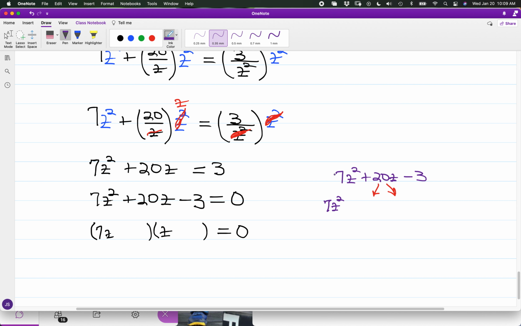So you would split up the 20z into z terms. So you have negative z plus 21z minus 3. Again, the coefficients negative 1 times 21 have a product of negative 21, and the sum of negative 1 and 21 comes out to the middle coefficient, 20. Taking what we have here, you have 7z squared minus z, and we have plus the quantity 21z minus 3.